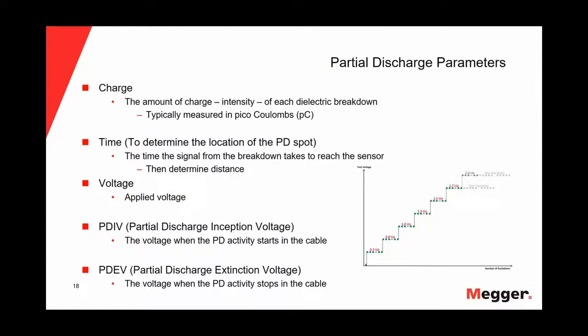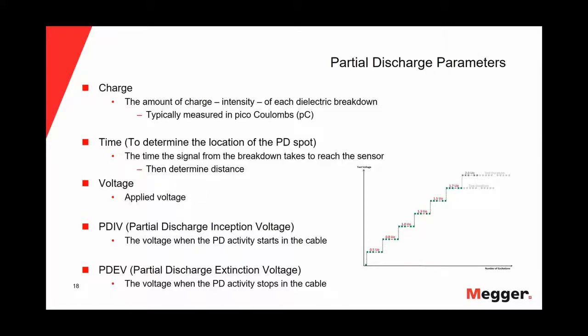What parameters will we measure during a partial discharge test? Well, the charge, of course, the amount of charge, the intensity of each dielectric breakdown, and we will typically measure in picocoulombs. It could also be that we measure in nanocoulombs, but typically it will be picocoulombs. We will also measure the time the signal from the breakdown takes to reach the sensor, and then we will determine the distance to the partial discharge spot.